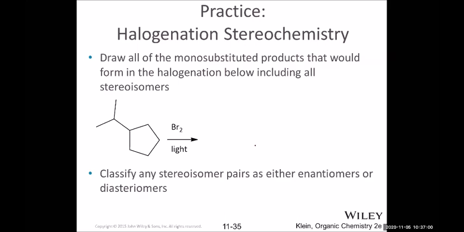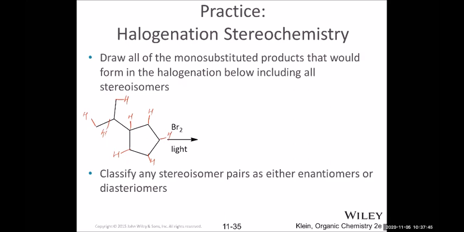So next, a little practice. Draw all the monohalogenated products that would form below, including all stereoisomers. This is a more complex alkane, and we need to know where the hydrogens are. The halogenation reaction can essentially be considered as one of the hydrogens being replaced by a single halogen. So we need to know where the hydrogens are. Hydrogen here, here, here. So these are all the hydrogens available.